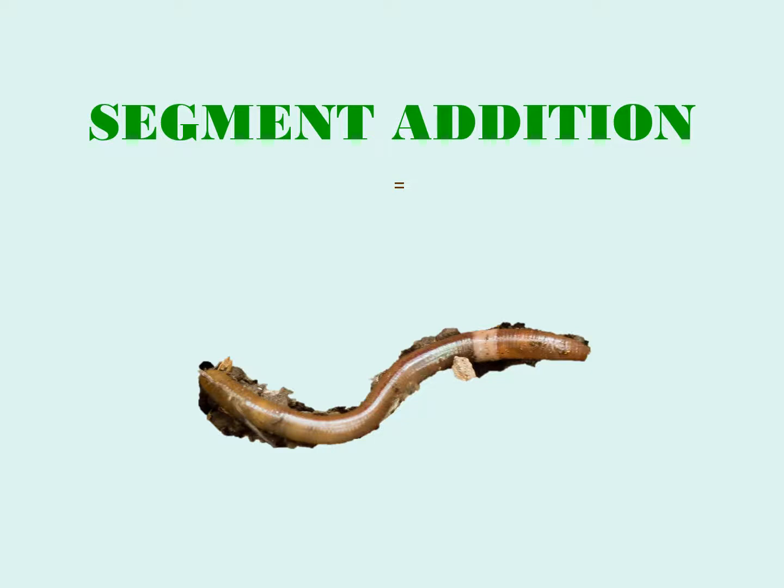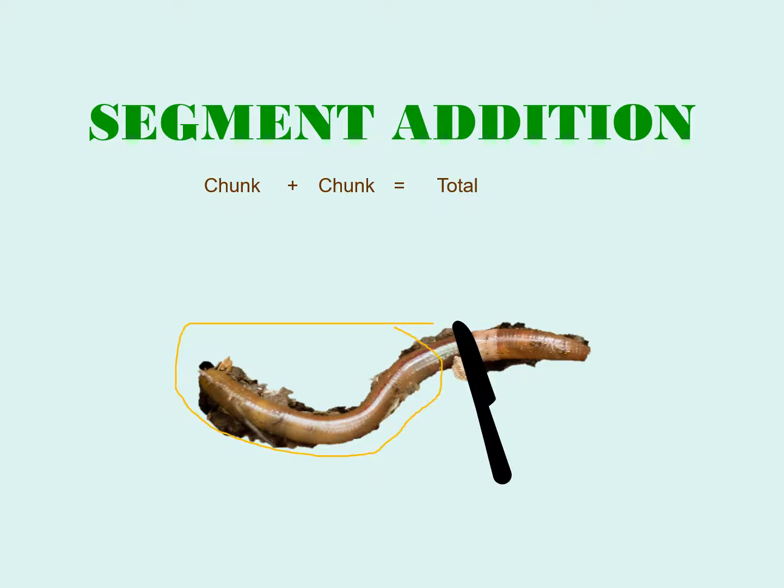So the segment addition postulate says chunk plus chunk equals total. Simple as that. So you've got this worm, right? It's a whole worm. If you chop it off, the little part plus the big part would equal the whole worm, right? Yep.